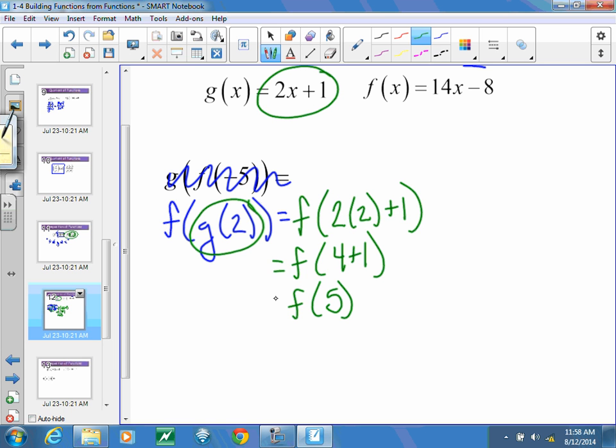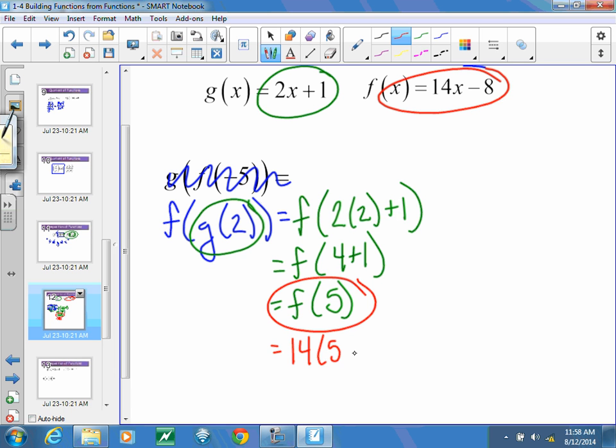Now I'm going to take that answer of 5, and we're going to now plug that into the function of f. And we're going to have 14 times 5 minus 8. So then if we take our 14, multiply that by 5, that gives us 70. And then we want to subtract 8, and we end up with 62. And there's our function.